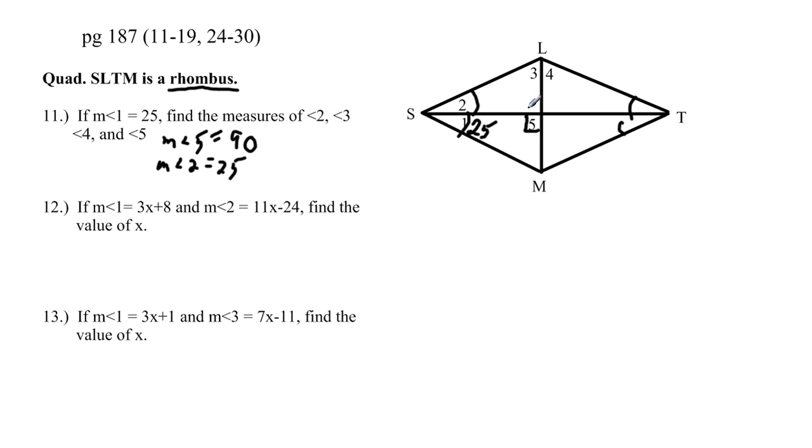Now to find angles 3 and 4, we know 3 and 4 will be equal. But to find them, we need to use this triangle right here. We have perpendicular lines, we have a 25-degree angle. The three angles of a triangle must make 180 degrees. So 25 plus 90 plus angle 3 are going to make 180 degrees. So the measure of angle 3 is equal to 65. And so the measure of angle 4 is the same.